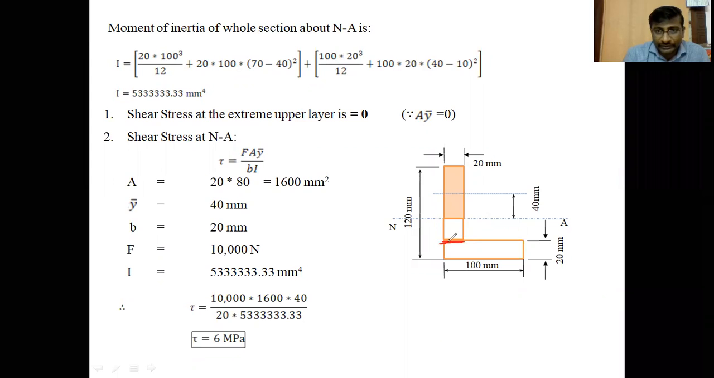The meeting point of horizontal and vertical member. Find the shear stress in the vertical member at the junction, and then the shear stress in the horizontal member at the junction. Here, two values you should find at the meeting point. One is in the vertical member, one is in the horizontal member.